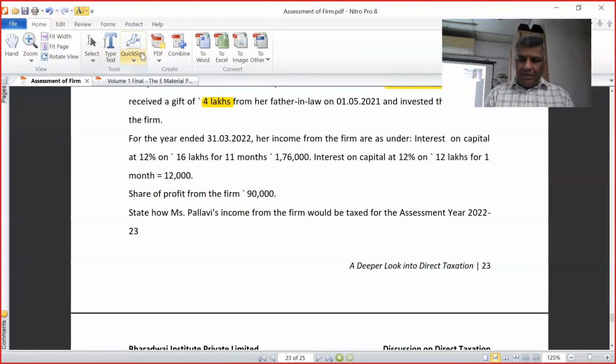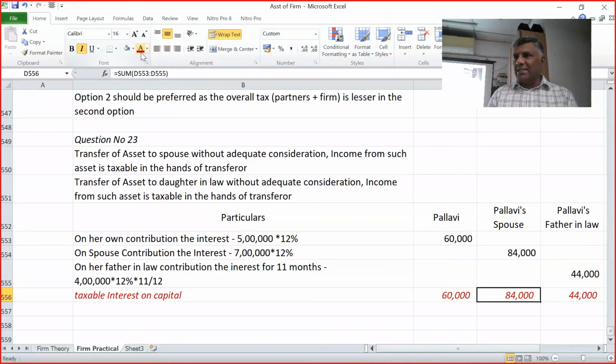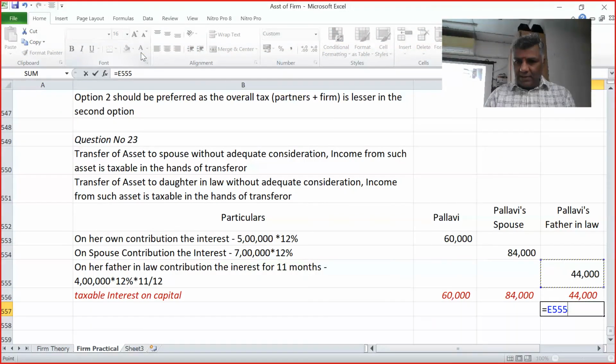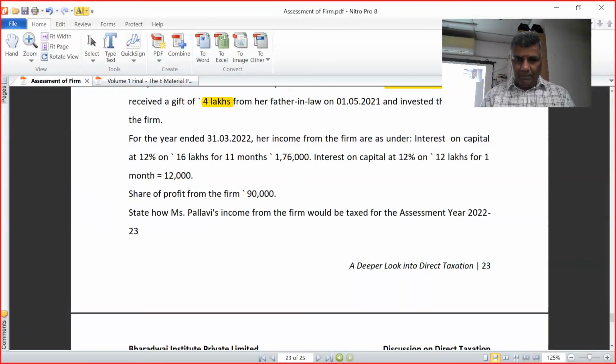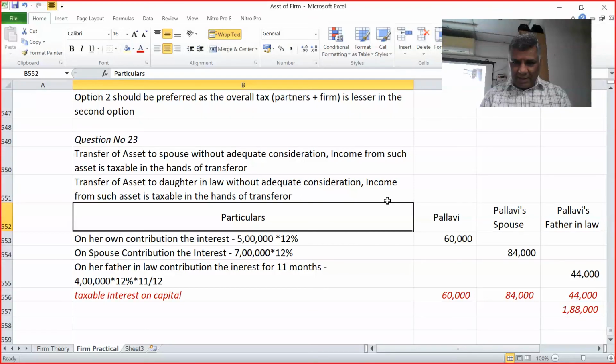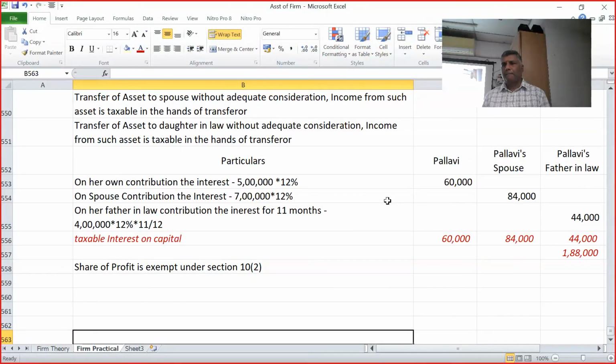So state how Pallavi's income will be taxed. It will be taxed like this. In the hands of Pallavi, 176 plus 12, that is 1,88,000. That is the total. This is the answer. Share of profit is exempt. I'll write that also. Share of profit is exempt under section 10(2A), for the partner, for the individual, since the firm gives share of profit after paying tax.